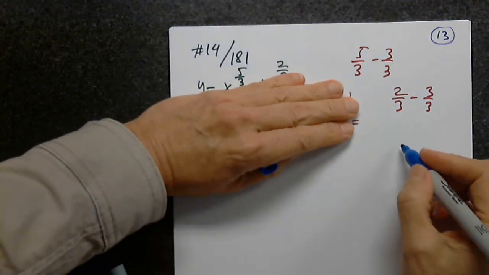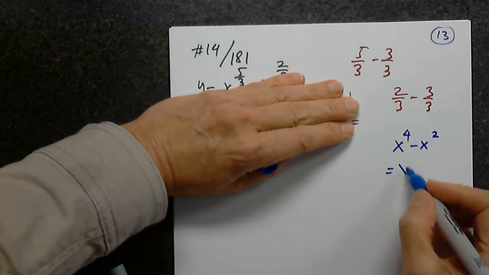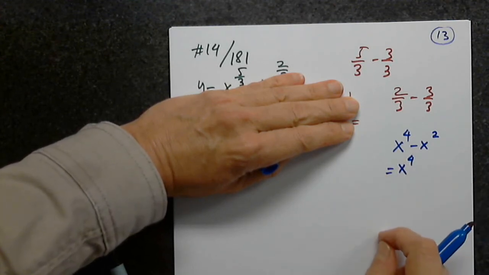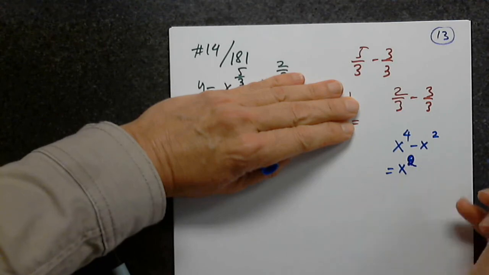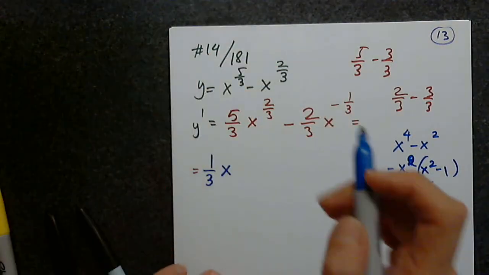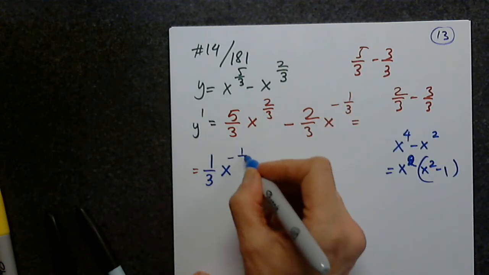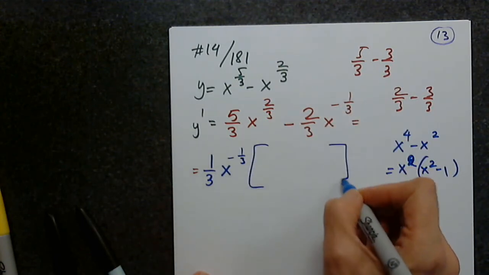Don't say anything here. So if I have x to the 4th minus x squared, what do I factor out? Do I factor out x to the 4th or x squared? Of course, it makes no sense to anything else. So then I get this. Okay, so now I'm asking you again. From 2/3, yeah, negative 1/3. Very good. This is very important.